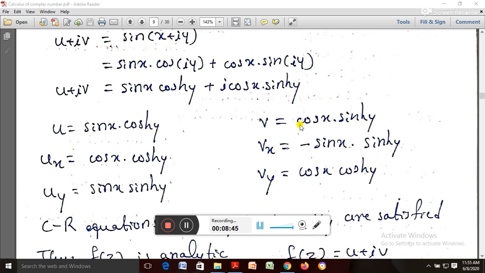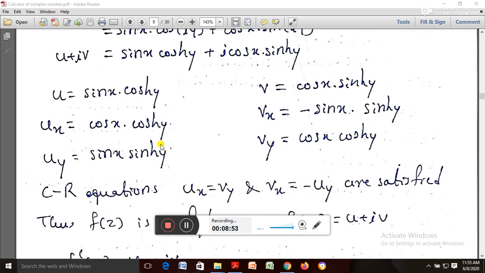Differentiate v partially with respect to y: cos x as it is, and the differentiation of sin hyperbolic y is cos hyperbolic y. So these are the derivatives. Then check whether the CR equations are satisfied or not. The CR equations are ux equal to vy and vx equal to minus uy.